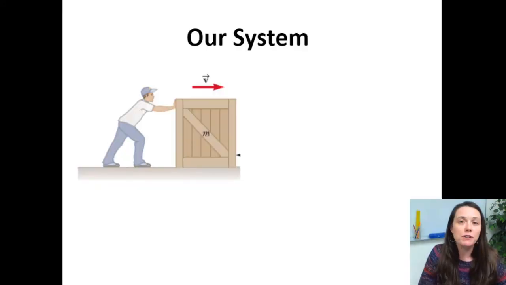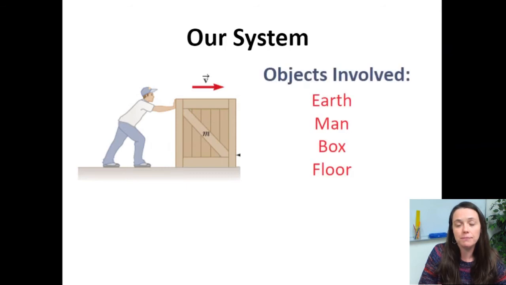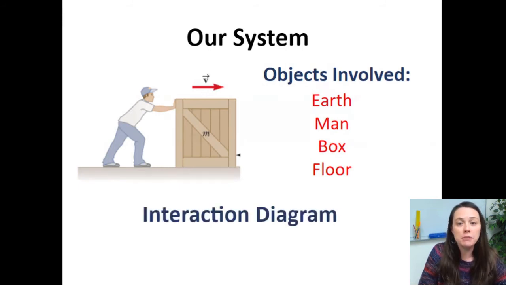In physics, we will often view phenomena from the level of a system. A system simply means taking into account all of the objects that are involved. If you consider the forces we just talked about, all of them involved the same 4 objects: the earth, the man, the box, and the floor. In order to depict what's going on with these forces, we will sometimes employ something called an interaction diagram.